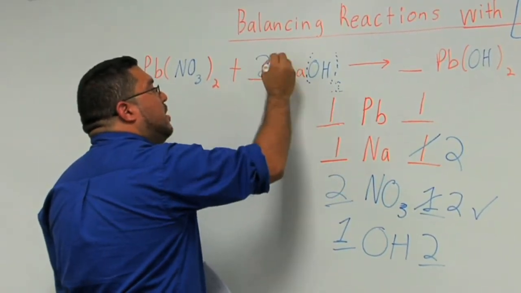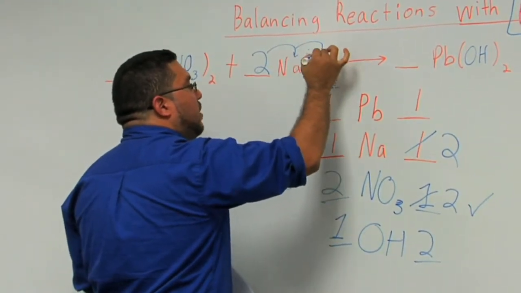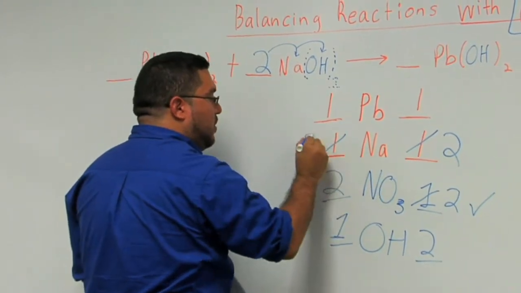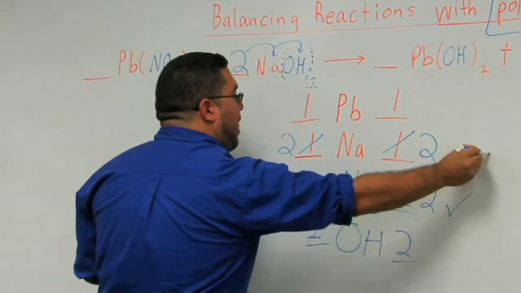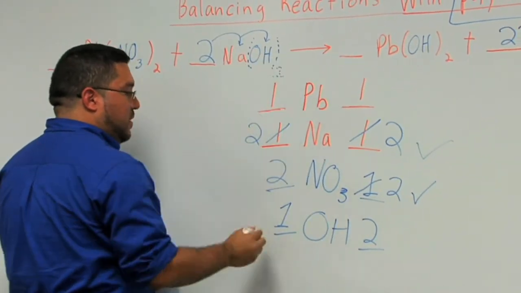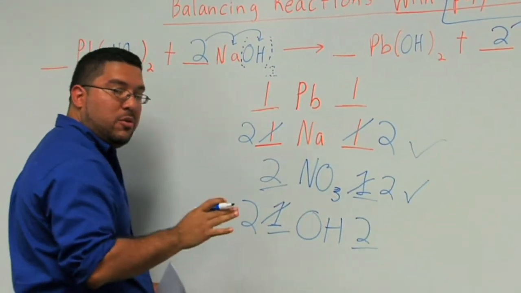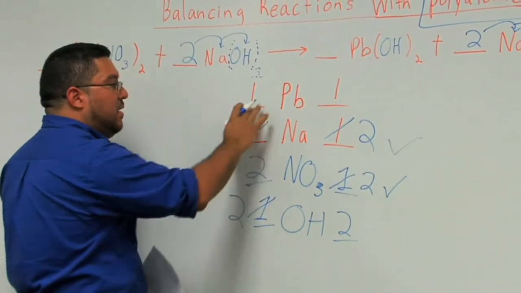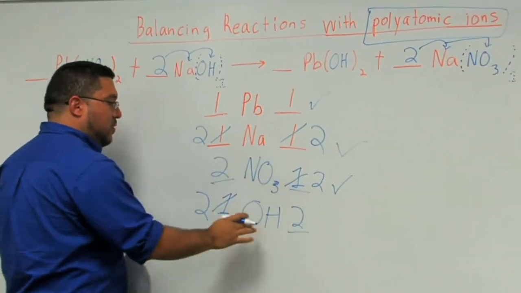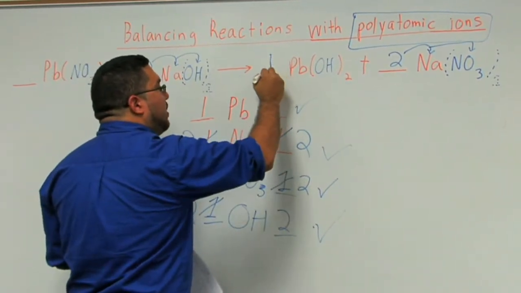Put a 2 here. And now I have to remember to distribute that 2 to the sodium and to the hydroxide. So 2 times the invisible 1 of sodium gives me 2 sodiums, and that's balanced. And then 2 times my invisible subscript of 1 on the outside of hydroxide also gives me 2. And suddenly, this chemical reaction is already balanced. I have 1 on both sides here for lead, 2 sodiums, 2 nitrates, and 2 hydroxides. I'm completely balanced.